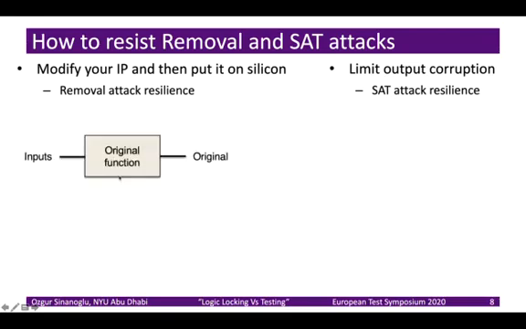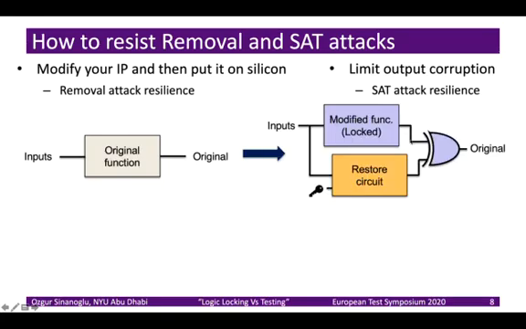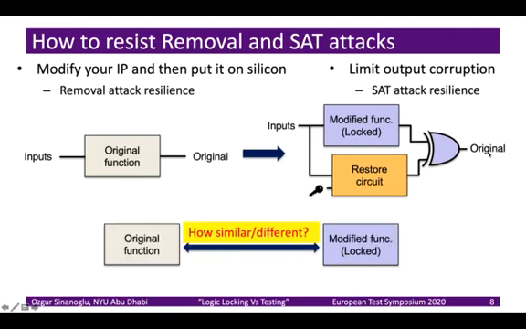So if this is our original function, this would represent a generic logic lock design where we modify the original function to get this purple block over here, and the restore circuit along with the correct key fixes the output by flipping the results for some of the inputs to get the original functionality back. The question that logic locking techniques need to answer is, how similar or how different do we want the original function and the modified function or the locked function to be? And how do we capture the similarity or difference? And why is this important?